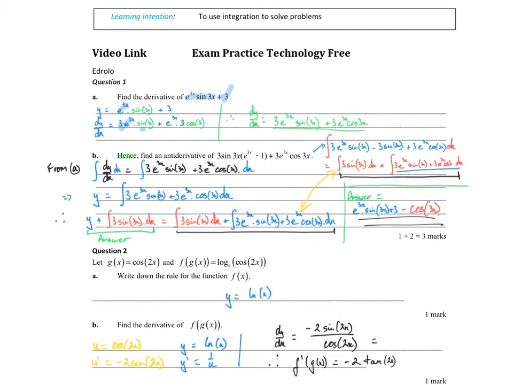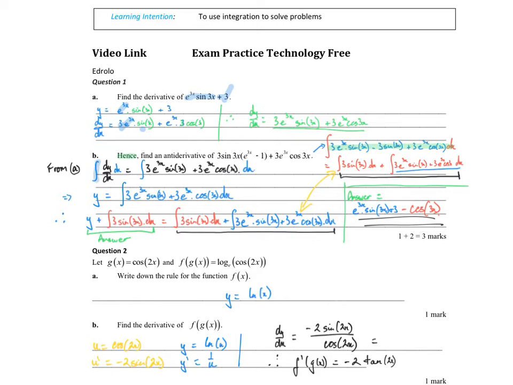Now, part B, hence, keyword, massive word, find an antiderivative of. So if I just expand this bracket here, this term over here, that's what I'm looking for. I'm looking for the antiderivative of that expression. All right, so we were told to start with the derivative we've just worked out, which I've done. So you can see there in black, dy dx equals the derivative from part A.